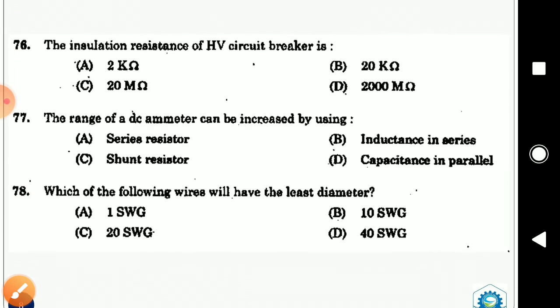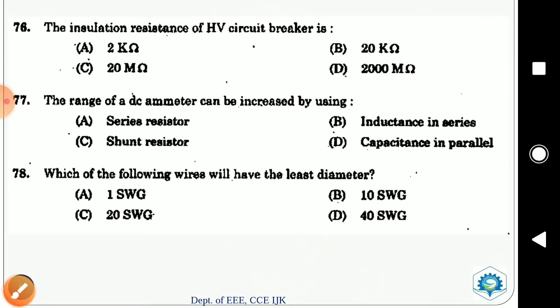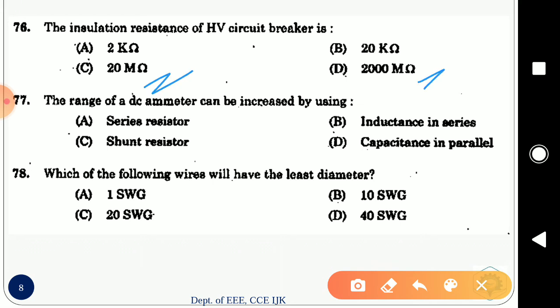Moving on to question 76. The insulation resistance of HV circuit breaker is. If you are going through the options, two options have kilo ohm and two options have mega ohm as the unit. Insulation resistance is always measured in mega ohm. So the options can be either C or D.